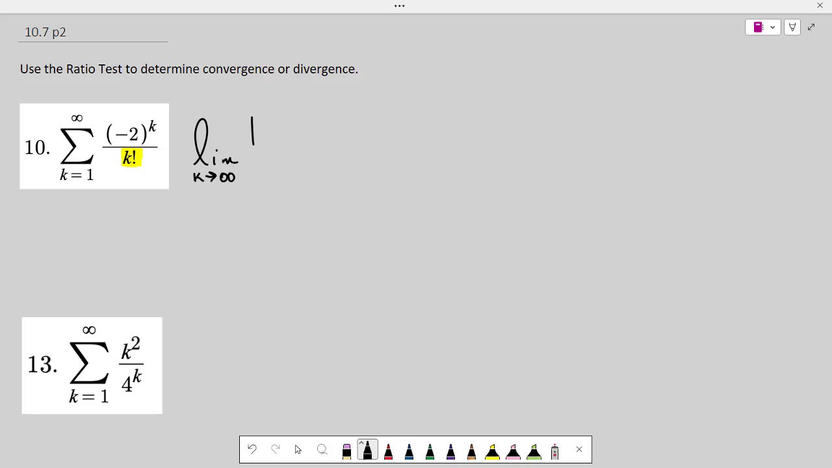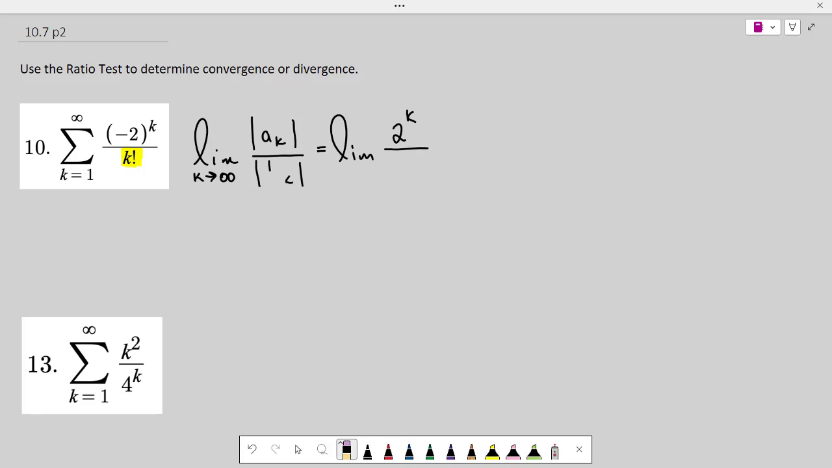So the ratio test says take the limit of the absolute value of the ratios. So that immediately gets rid of the switch. Let me just write this down first. So this is going to be the limit of the absolute value of a sub k.